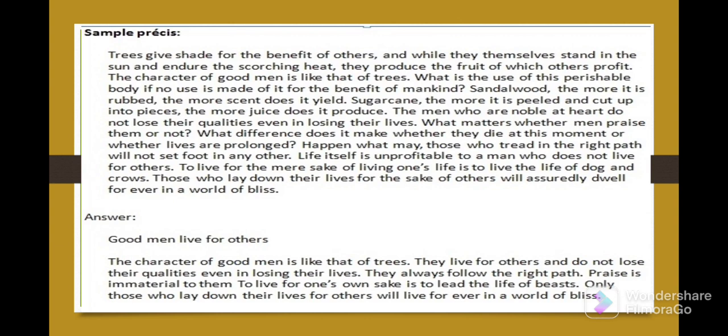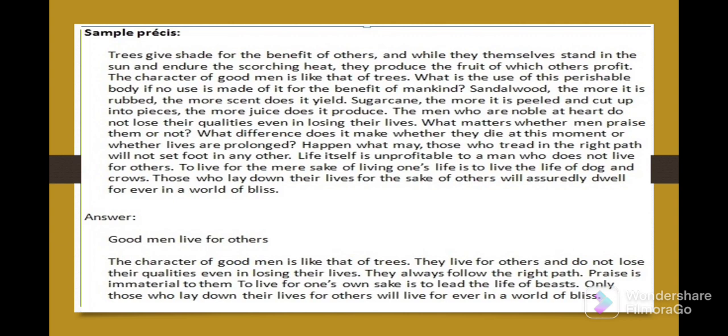Life itself is unprofitable to a man who does not live for others. To live for the mere sake of living one's life is to live the life of a dog and crows. Those who lay down their lives for the sake of others will assuredly dwell forever in a world of bliss.